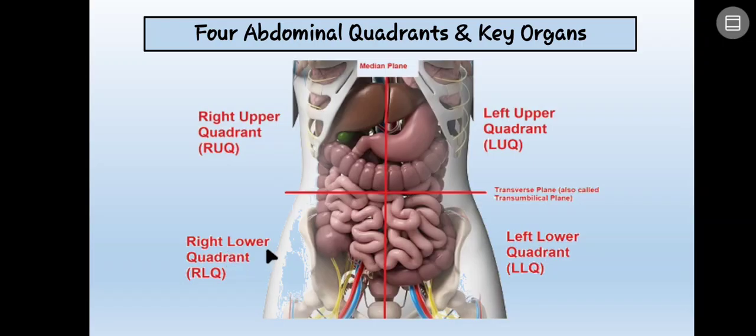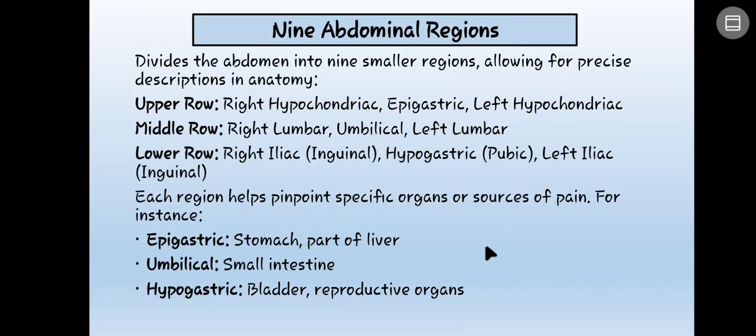Okay, so the right lower quadrant, that is where the appendix is located. Apart from the appendix, we have other structures like a portion of the small intestine, a portion of the large intestine, and the right ureter. All of them are inside the right lower quadrant. Okay, good. So this is what we refer to as abdominal quadrants.